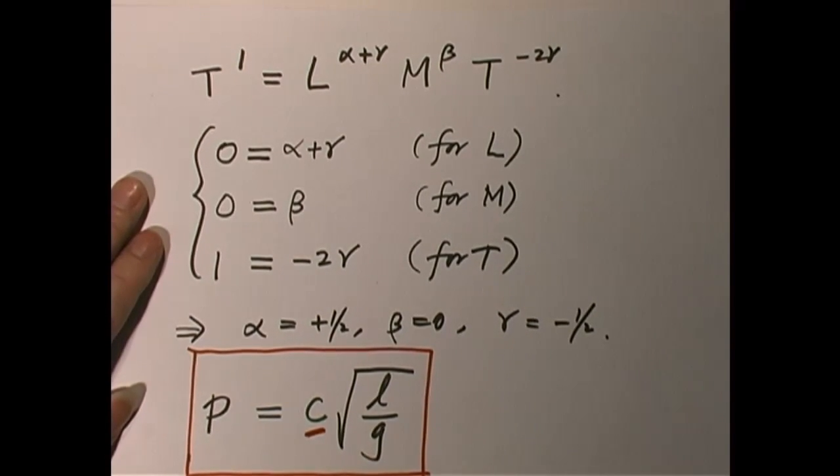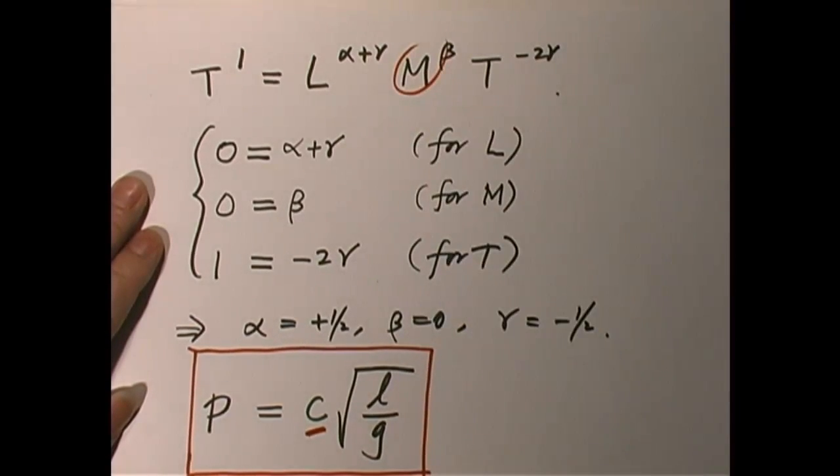Okay, one last thing here. What happened to the mass? What happened to the mass M here? Well, according to our calculation, beta is 0, so mass is gone. This side has no mass in it.